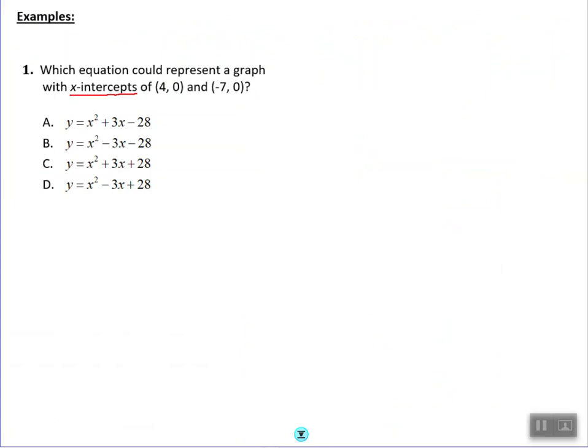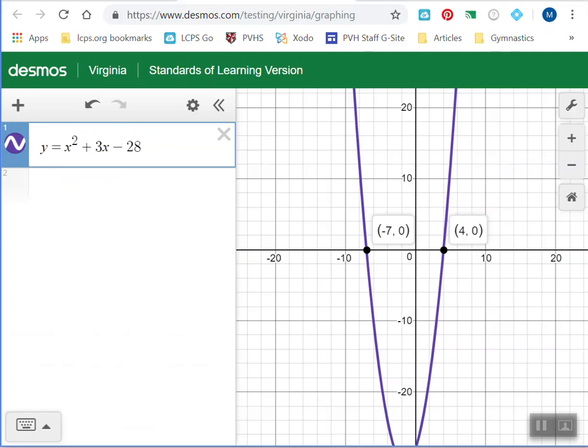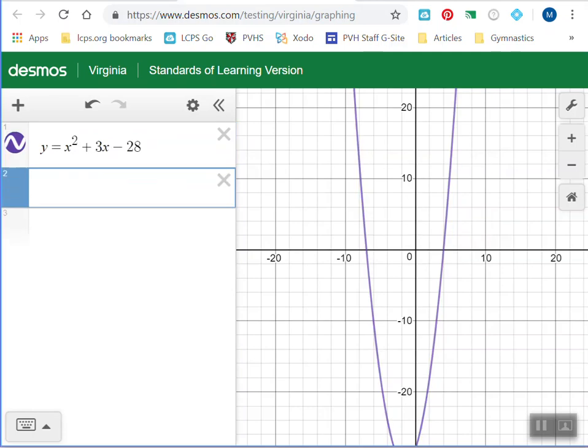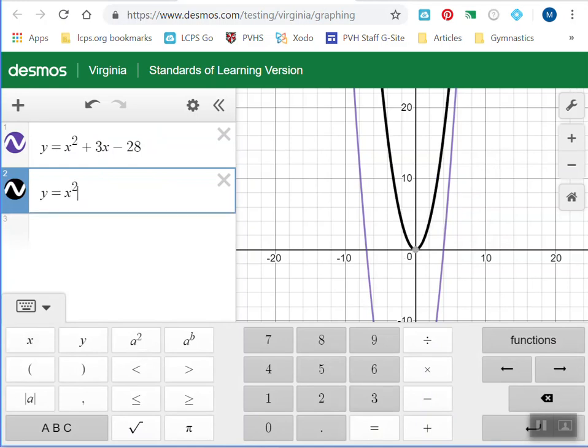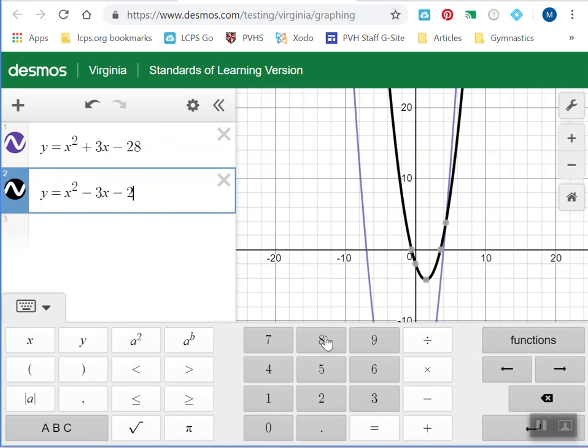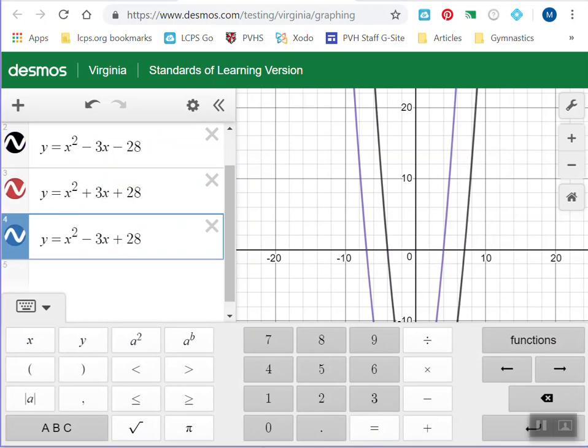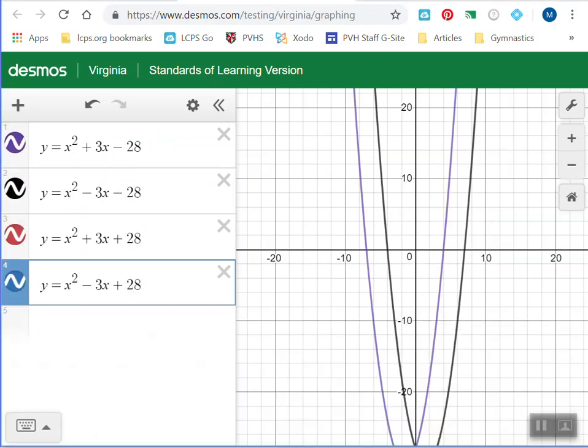So that means that A is probably the right choice, but it's always a good idea to check all of the answer choices. And the nice thing about Desmos is that you can look at all of them at the same time. So let's go ahead and type in the rest of our answer choices. So now we have all 4 of our equations.